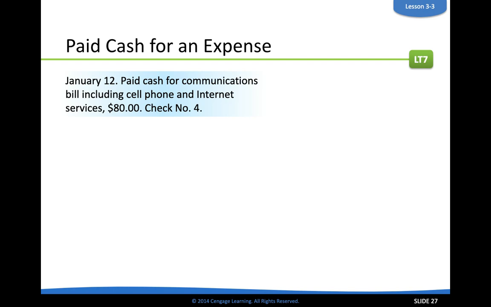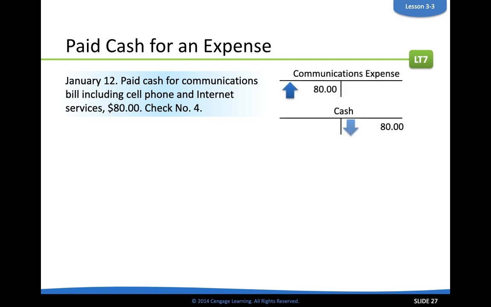Next one, paid cash for an expense. So again, you're paying cash for a communications bill, which includes cell phone and internet services. The effect of this transaction is that we are going to be debiting communications expense, which is an owner's equity account, and we are going to be crediting cash on the asset side.